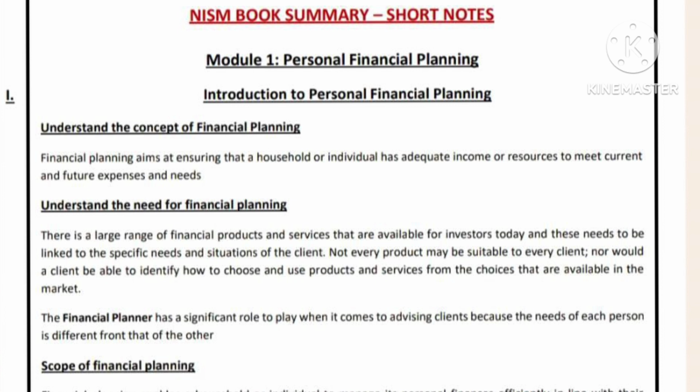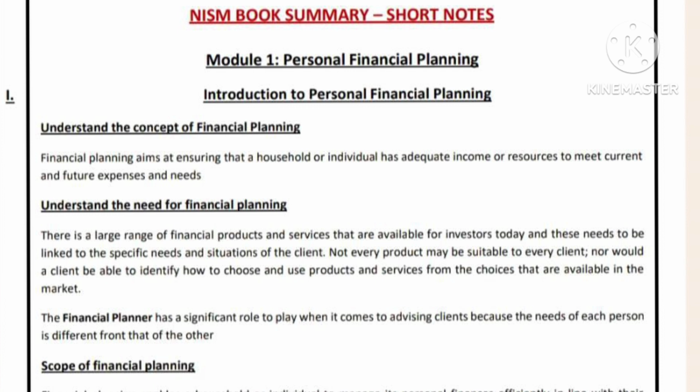Then debt management and counseling. Debt management and counseling means, say for example, a client has a home loan which is running at 9% interest and a personal loan which is running at 12 to 13%, but he also has a credit card. So what we will do is advise the client to first pay off the outstanding of the credit card, because the rate of interest will be high on a credit card. So this is called debt management and counseling. We have to advise the client which loan he has to finish fast.